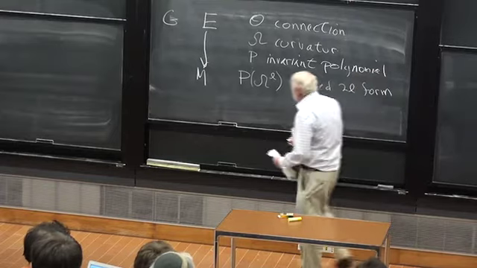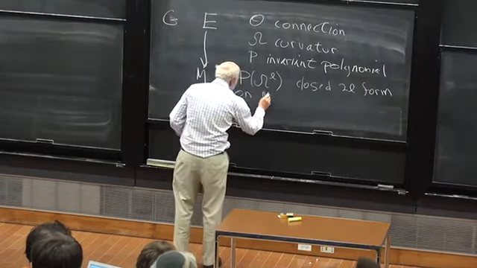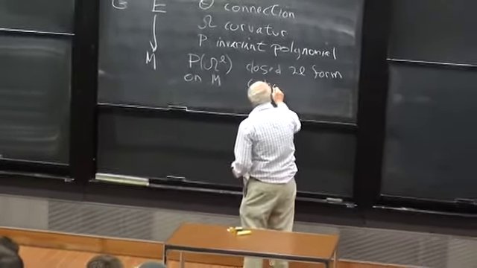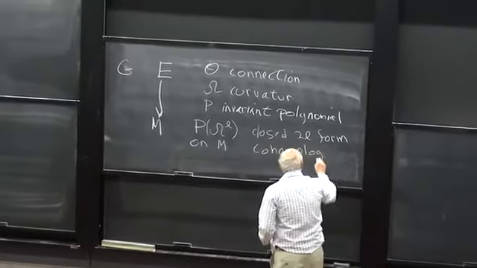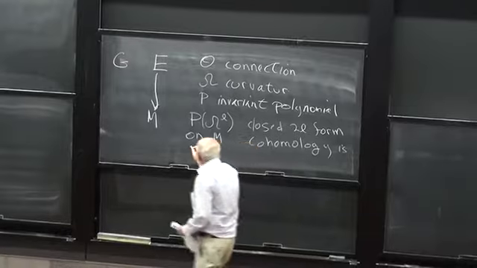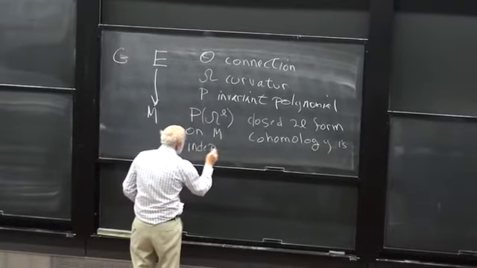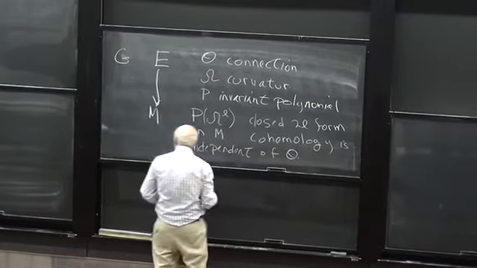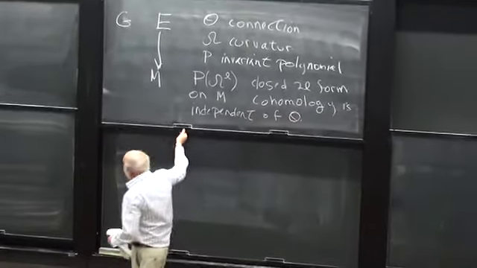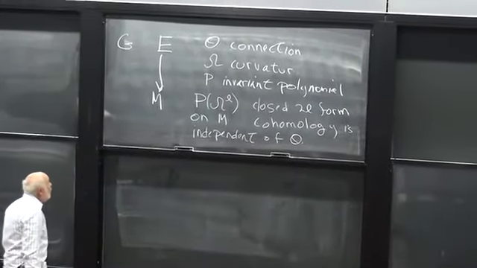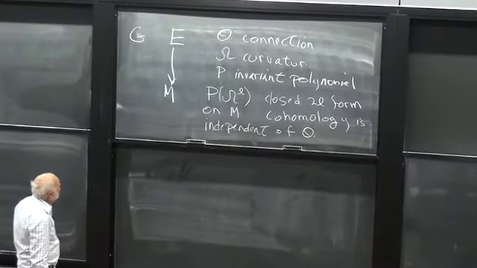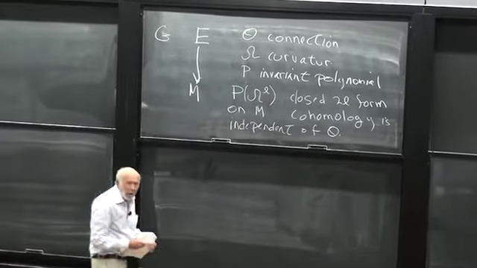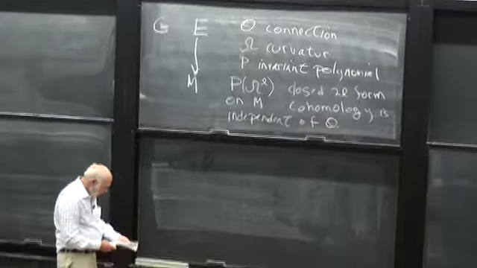downstairs on M, and its cohomology is independent of the connection. So this is, of course, the famous Chern-Weil homomorphism from the ring of such invariant polynomials down to the cohomology of M. They represent real characteristic classes, etc., etc.